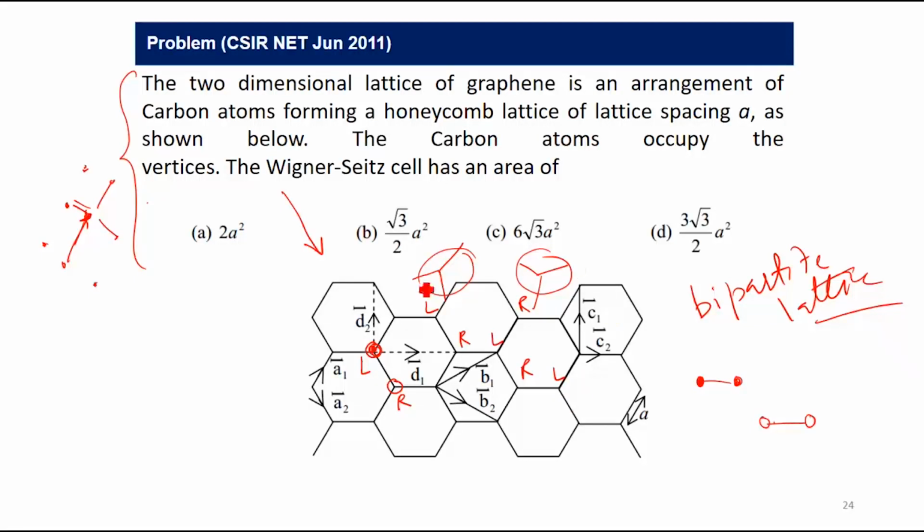So all these atoms consist of two types of atoms. It is RL, RL. There is no third. This happens in the case of graphene. It's called the honeycomb lattice. So in this case, if you want to get a Bravais lattice version of this, you have to consider R and L together.